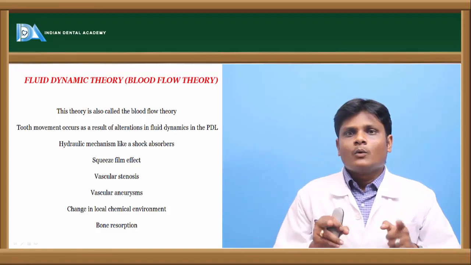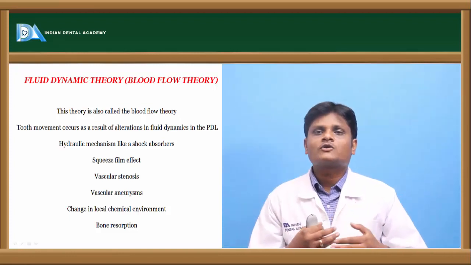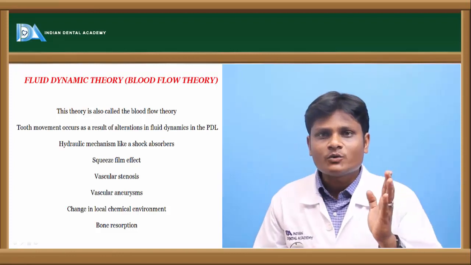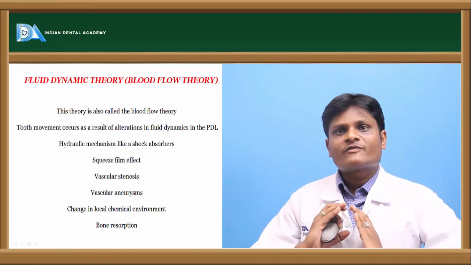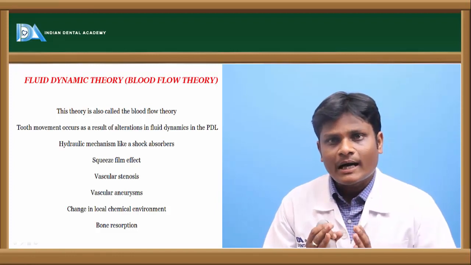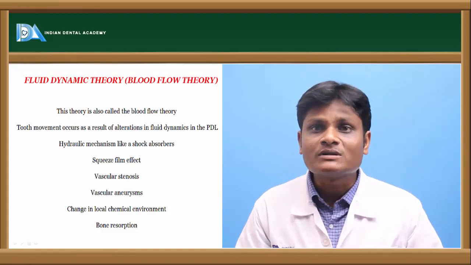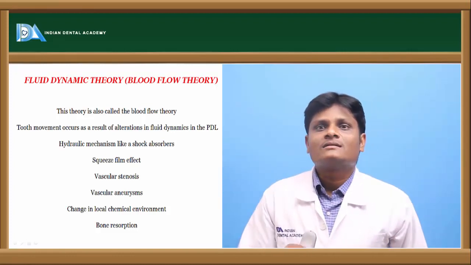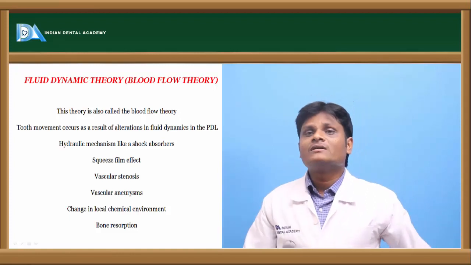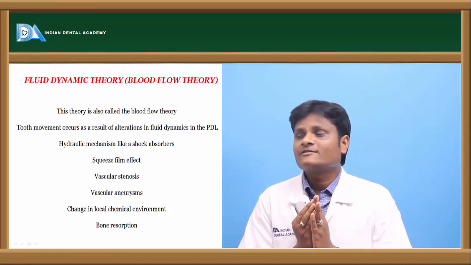But when the orthodontic force is a continuous one, when it acts continuously on a tooth, the interstitial fluid will be permanently squeezed out of the periodontal ligament and it will get concentrated around the root apex and the cervical area of the tooth, forming a film. This film actually reduces the orthodontic tooth movement and it is called the squeeze film effect.